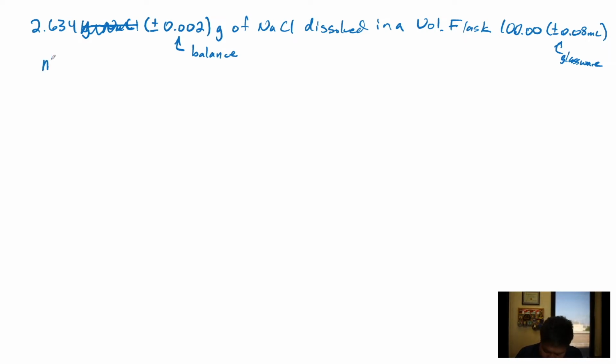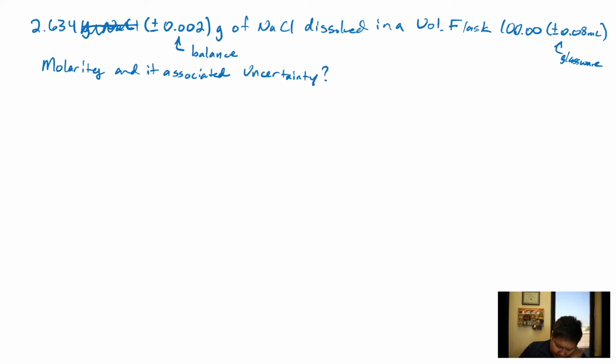Okay, so the question then is, what is the molarity and what is its associated uncertainty? All right, what is its molarity and what is its associated uncertainty? And so the first thing we have to do is look up the uncertainties for the different elements that are involved in this formula weight. So I showed you that chart already in Blackboard, and that's what you'll be using to do that.